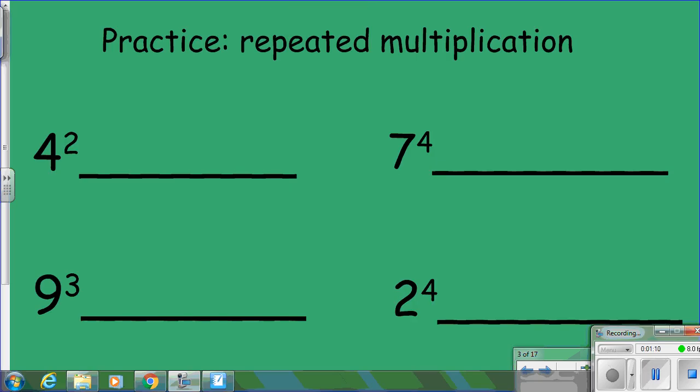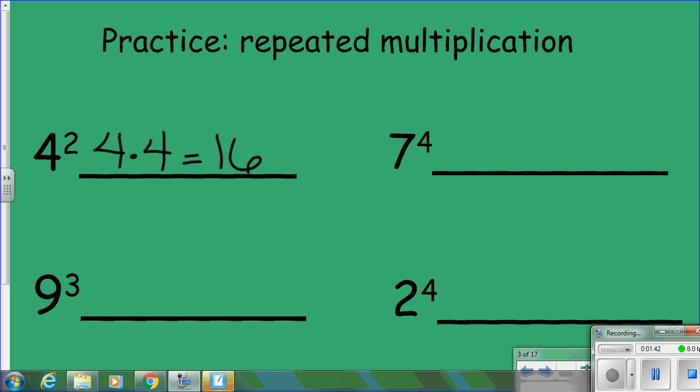Okay, so we're going to practice. 4 to the 2nd power, writing it out as repeated multiplication, looks like 4 times 4, and then we need to answer it. What is 4 times 4? 16. Notice how the answer is not 8. It's not 4 times 2. This is the most common mistake when we're dealing with exponents. You've got to go back to that definition. It's repeated multiplication. So you should be multiplying by the same number over and over and over again.